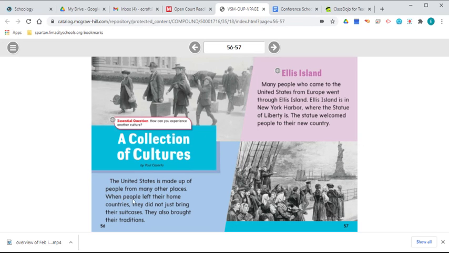Let's look at the next one. When people left their home countries, they did not just bring their suitcases. Now that one ends in a period. So you think that one is a declarative sentence? It absolutely is. And how about this last one? They also brought their traditions. Is that a declarative sentence? Is it telling you something? Yes, so that's why it ends with a period.